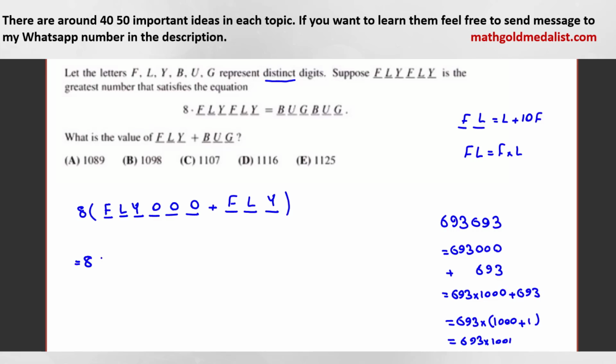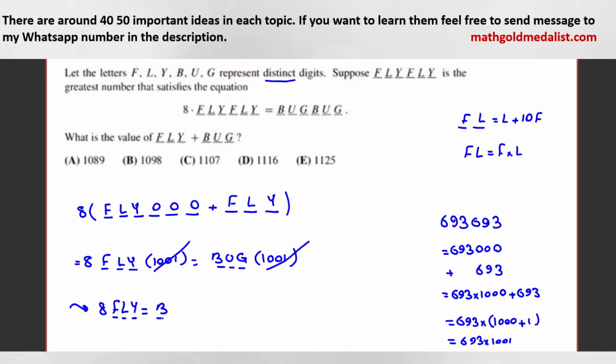So if you do the same thing, it will be 8 times FLY times 1001, and also for the right hand side BUG times 1001. You can cancel, so you can reach 8 times FLY is equal to BUG. And the problem says what? The problem says greatest number FLY. So if you want to increase FLY, it should be maximum, because this one is FLY times 1001. So if FLY is maximum, BUG should be maximum.